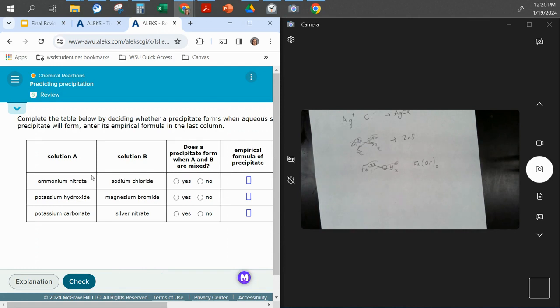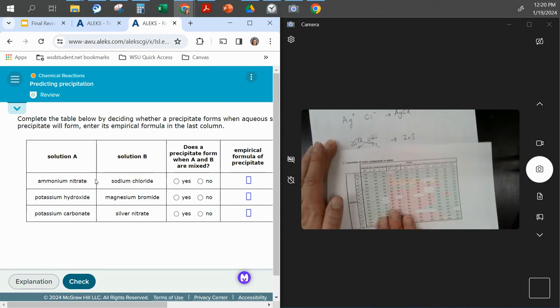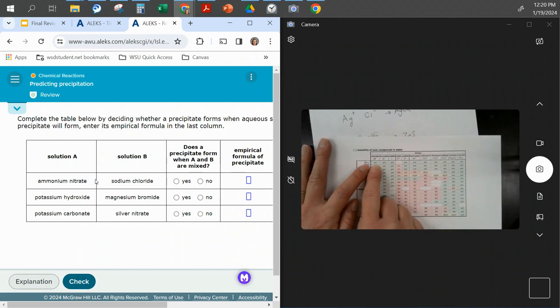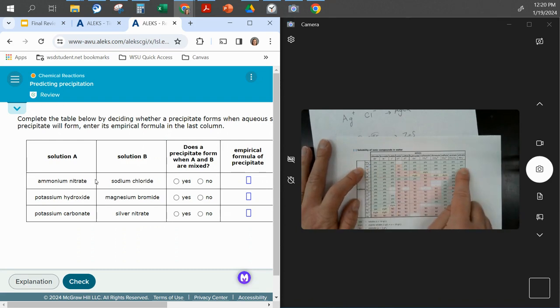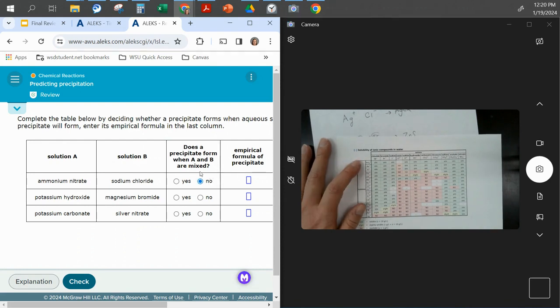All right, this one we have ammonium nitrate and sodium chloride. So again, the solutions that you add together, those start as soluble. So we just have to check the cation with the other anion. So this one we're checking ammonium chloride. Ammonium chloride is soluble. So let's check the other one. Sodium nitrate, that's also soluble. So if they're both yes, then no, a precipitate won't form. They're both soluble. Let me just move on.